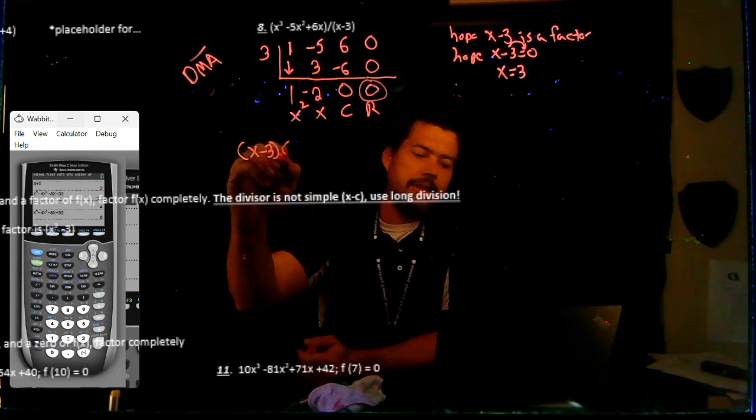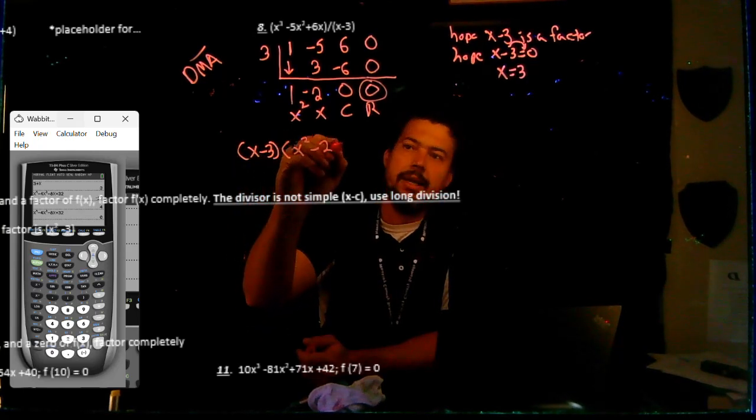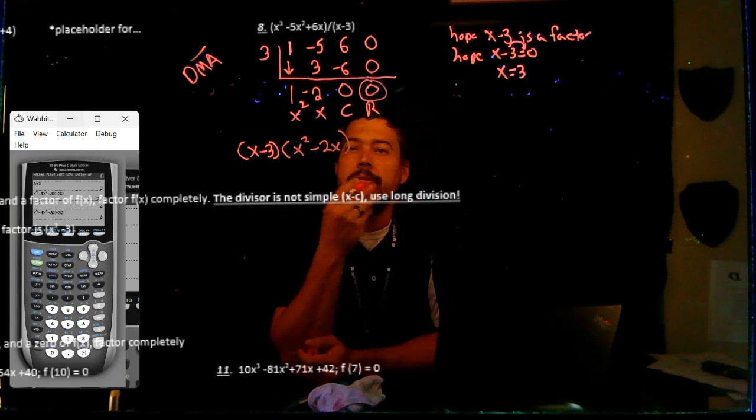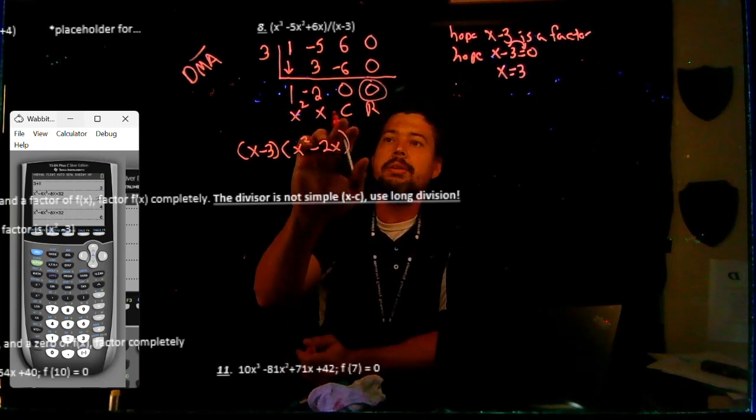And what I have left is x squared minus 2x. Which, by the way, is why that placeholder was required, because otherwise you would have thought this was the remainder and this was the constant.